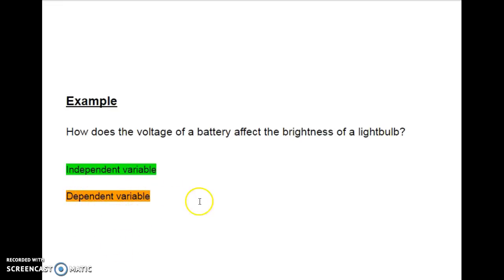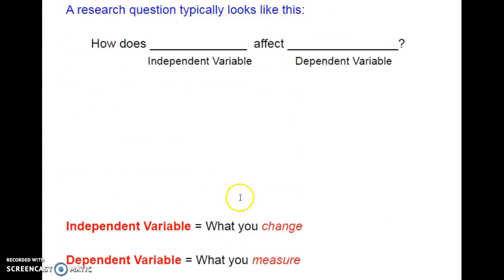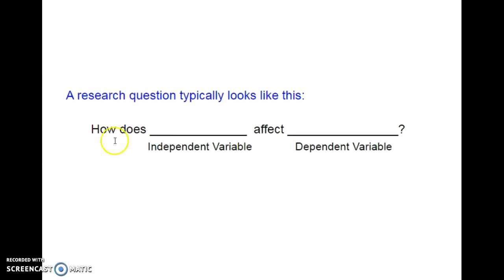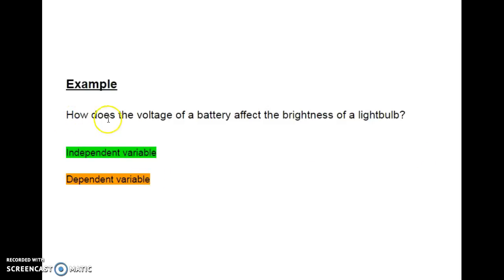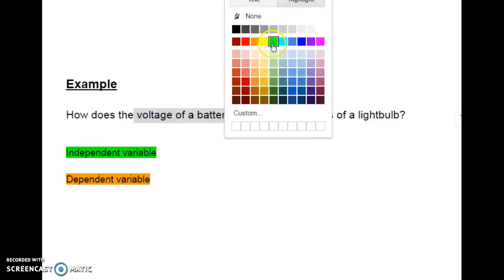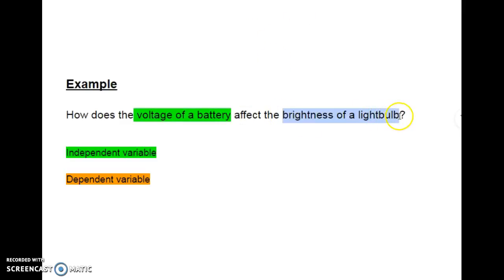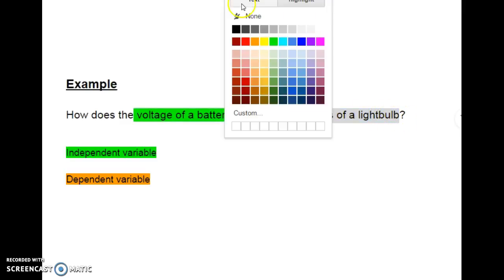But how do I know which is which? Let's scroll back up to the sentence frame that I showed you at the beginning. How does the independent variable affect the dependent variable? Generally speaking, the independent variable will come first and the dependent variable will come second. So let's start with that and apply that to our research question. How does the voltage of a battery affect the brightness of a light bulb? Well, in this case, the voltage of the battery is going to be my independent variable, and the brightness of the light bulb is going to be my dependent variable.